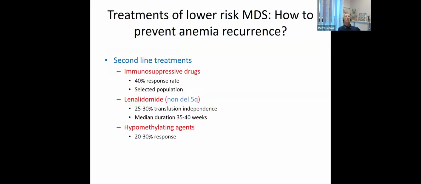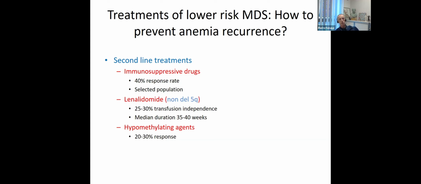Second-line treatments will include... so those are relatively well-known treatments. Second-line treatments will include immunosuppressive drugs, mainly anti-thymocyte globulin, associated with 40% response also. But this is a highly selected population of generally relatively young patients with no excess of blasts, normal karyotype, etc.